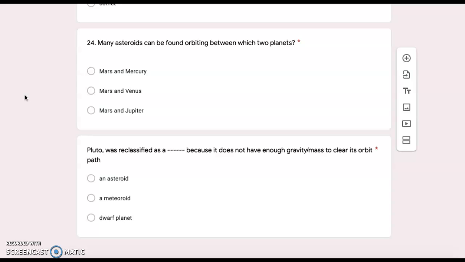24. Many asteroids can be found orbiting between which two planets: Mars and Mercury, Mars and Venus, or Mars and Jupiter. And 25. Pluto was reclassified as a blank because it did not have enough gravity mass to clear its orbit path: an asteroid, a meteoroid, or a dwarf planet.